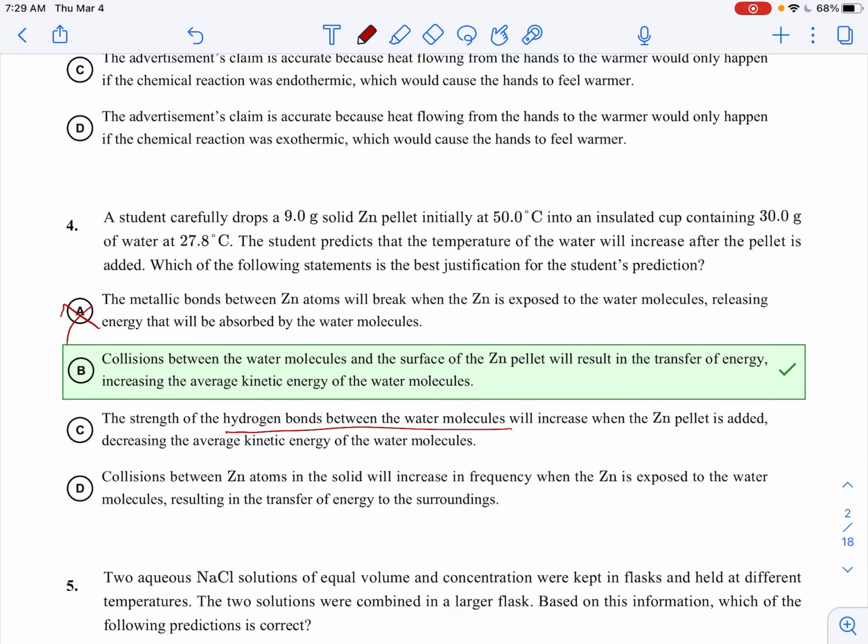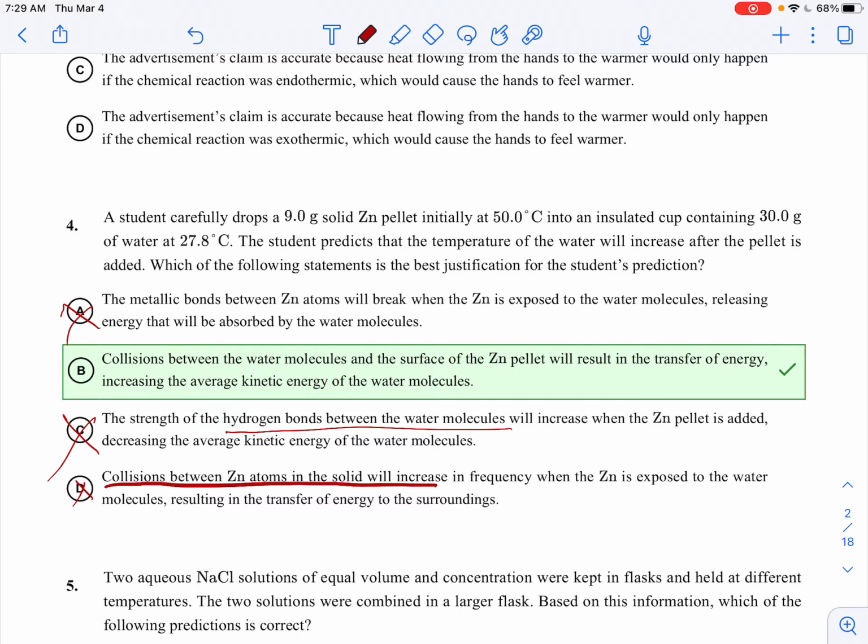Heat transfer has nothing to do with hydrogen bonds. Now, collisions between zinc atoms in the solid will increase the frequency when zinc is exposed to water molecules, resulting in a transfer of energy to the surroundings. Now, the collisions between the zinc atoms is not what's happening here. It's collision between the zinc atoms and the water. And so D is not correct either.